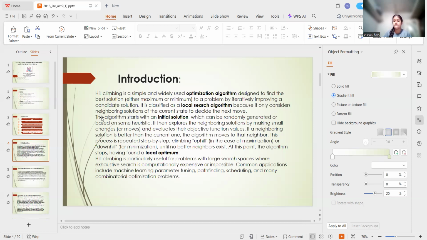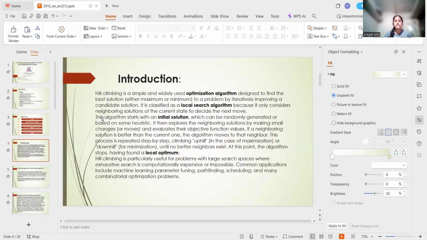This algorithm is a search algorithm used in artificial intelligence to find the optimal solution step by step. The algorithm always moves toward the best neighbor solution, similar to climbing a hill to reach a peak. And it is a greedy algorithm, making decisions based on immediate benefits.